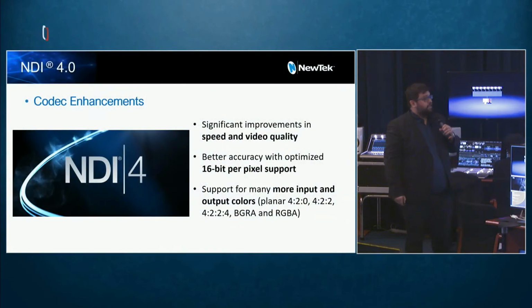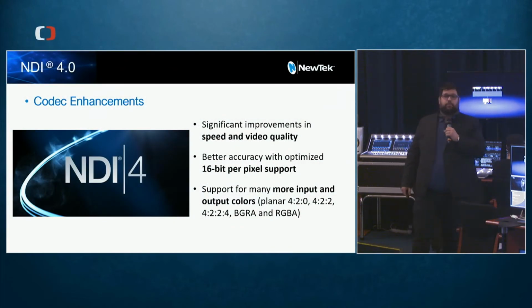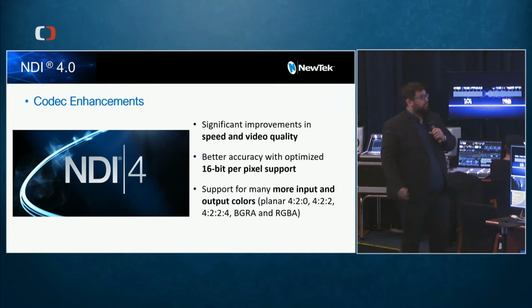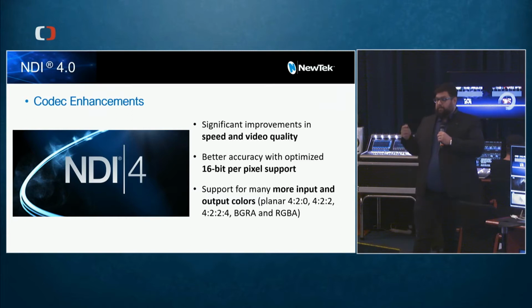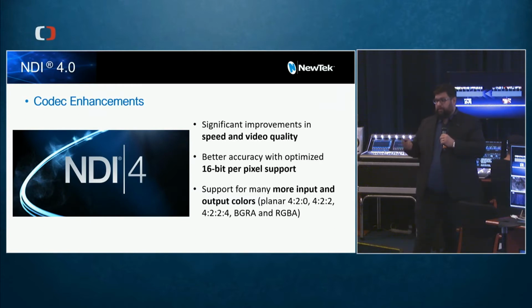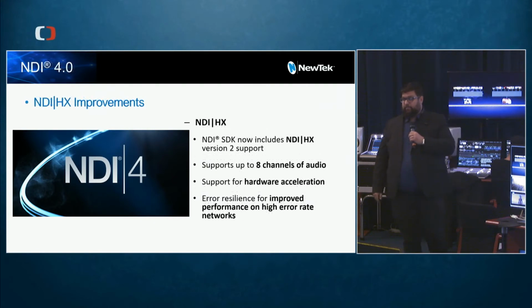What happened at the NAB and IBC? We introduced the 4.0 version of NDI. I have to remind you, we started in September 2015 with the first version, and we developed it over the last 4 years, and we keep evolving it. What happened there? Significant changes in speed and video quality. Every pixel now has 16-bit per pixel support, and we introduced more input and output color space support, which is, honestly, something I cannot even follow, because there is so much inside of the protocol.